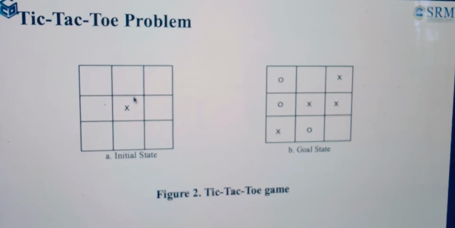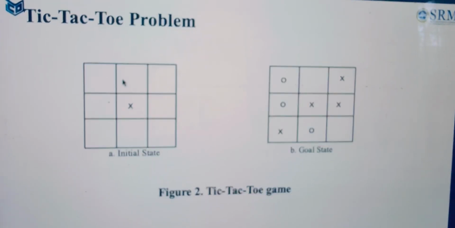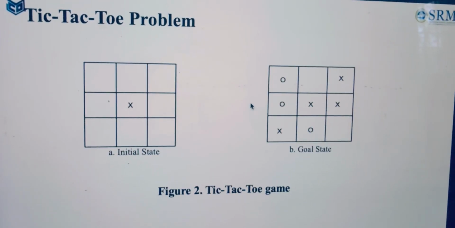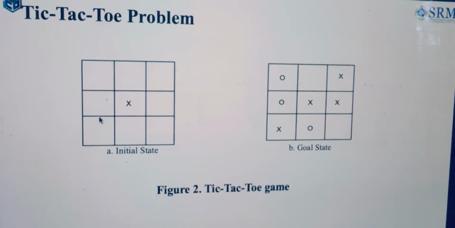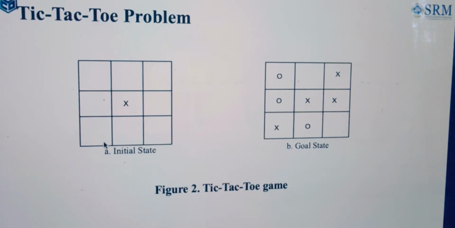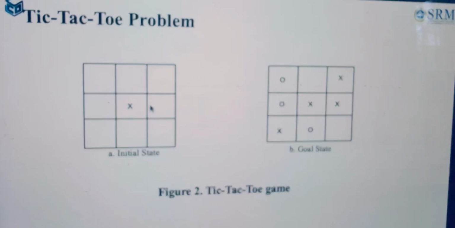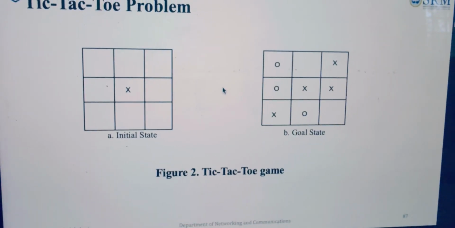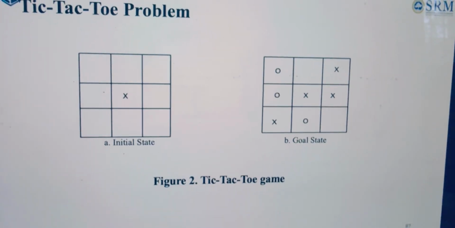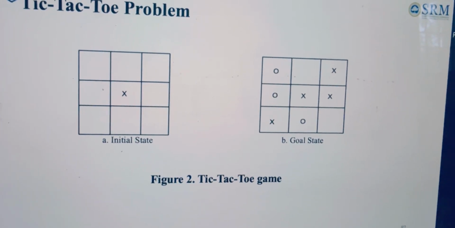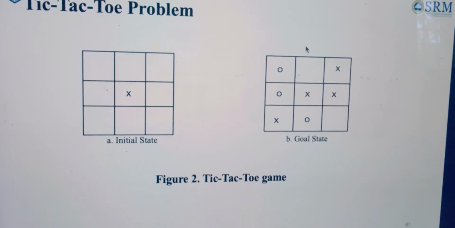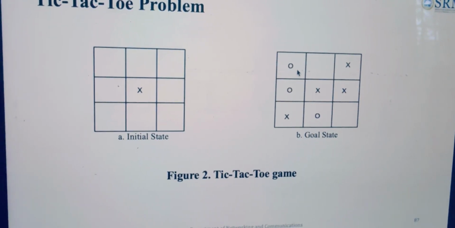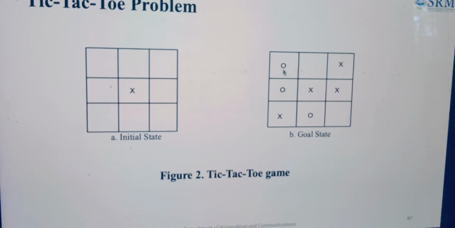X and O. Okay. X and O, so both will be playing against each other. It is a 3x3 matrix, and in this space they'll be playing. At the end of the day, either X will win or O will win. So until anybody is winning or losing, they'll continue to play.